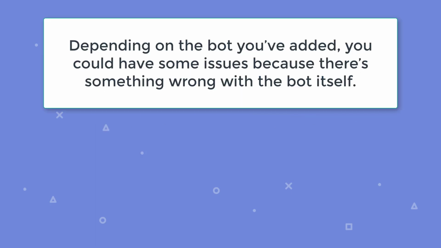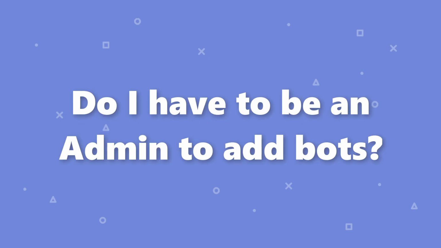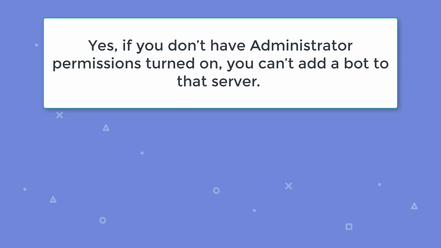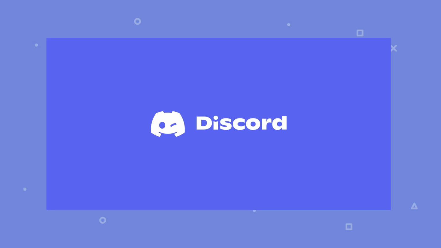Depending on the bot you've added, you could have some issues because there is something wrong with the bot itself. However, in most cases, you need to navigate the roles in your server's settings and grant the right permission to your mechanical helper. Do I have to be an admin to add bots? Yes, if you don't have administration permissions turned on, you can't add a bot to that server. You can always ask the owner or admins for access to these permissions or ask them to add them for you, although that may not go over so well depending on what you're trying to accomplish and your relationship with them. And that's how easy it is to add bots to your Discord server.